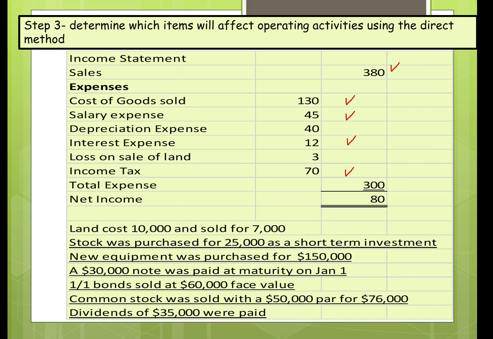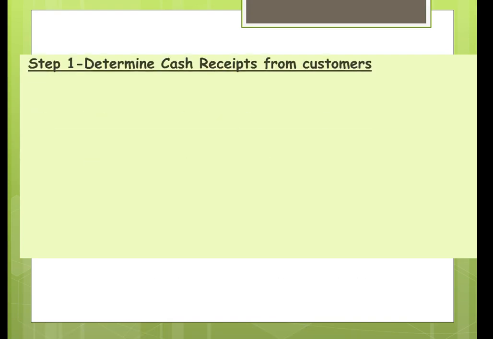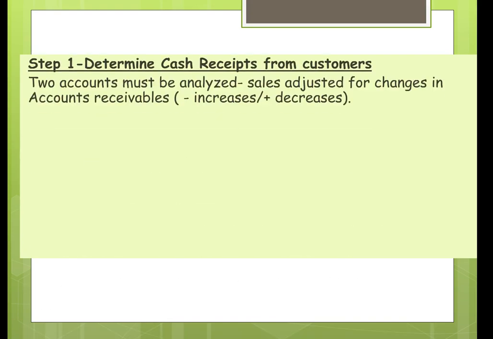Now we can do our cash flow from operations, direct method. First we're going to look at the cash receipts from customers. Again, what we're going to do is subtract out any increases, because that means we receive less cash than sales, and we're going to add on any decreases.